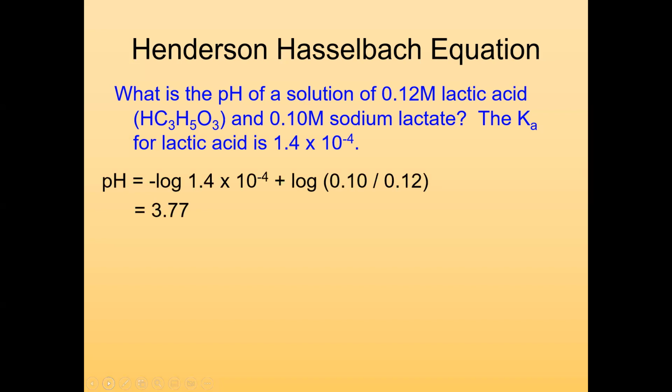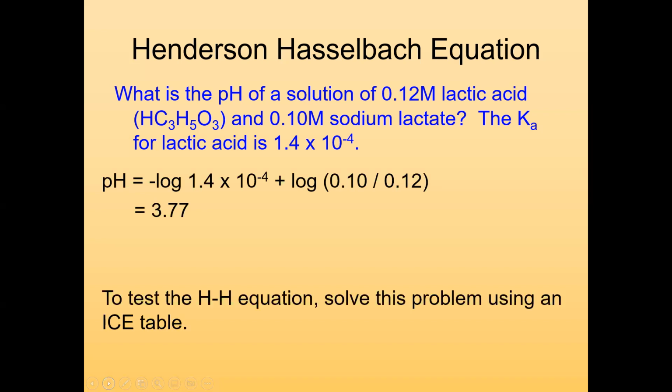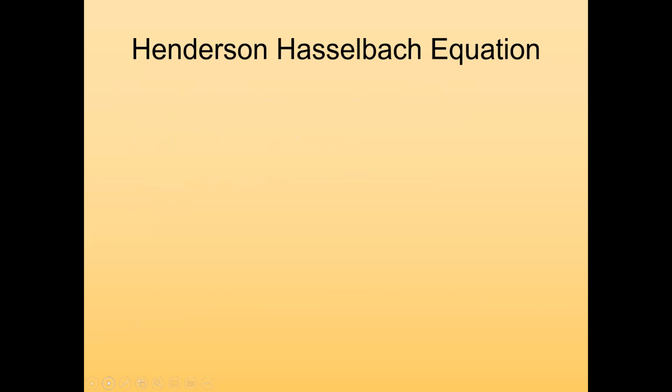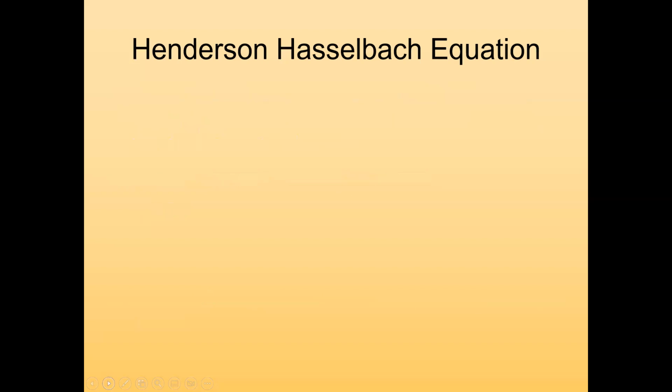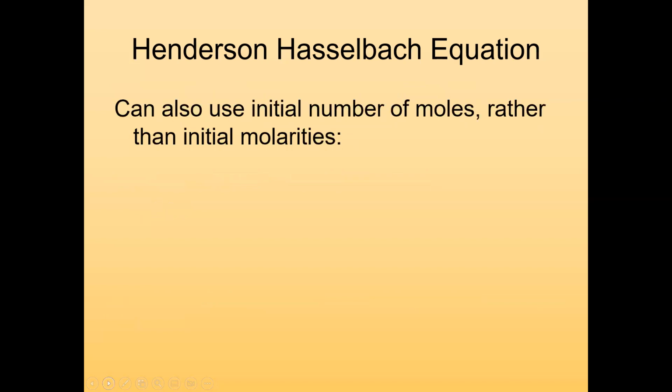So this is just a shortcut for you. I actually solved this with a full ICE table as well. And doing the full ICE table, I ended up that the pH is equal to 3.78. So like I said, it's going to be very close. It may just be off by a hundredth or so. But this will save you time whenever you have both the acid and its corresponding base.